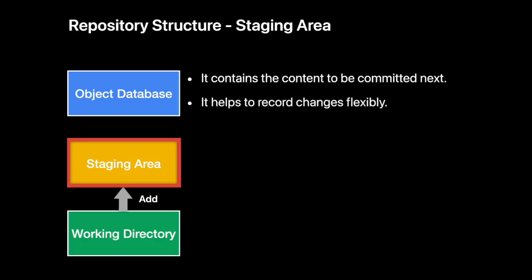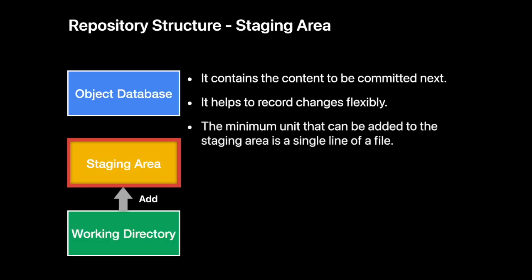The existence of the staging area is one of the significant differences between Git repositories and traditional version control systems. Without a staging area, every change would have to be committed all at once in a single commit. With the staging area, you can selectively record changes flexibly. The smallest unit that can be added to the index is a single line of a file. As we discussed earlier, the staging area is actually implemented as a file named index in the .git directory.